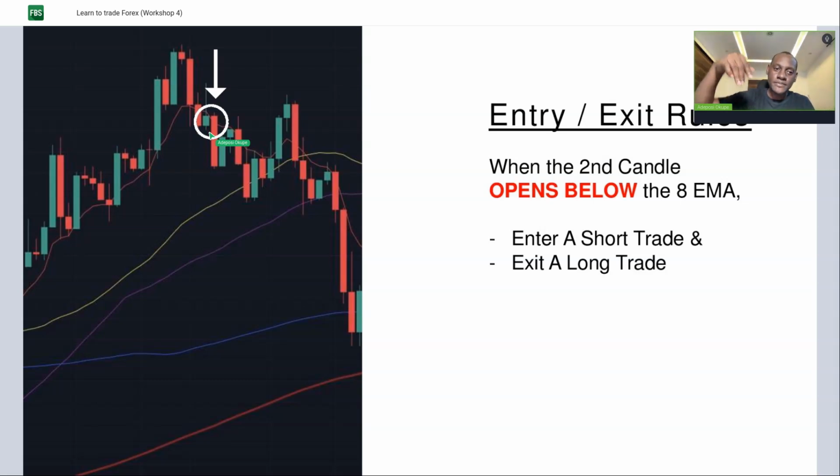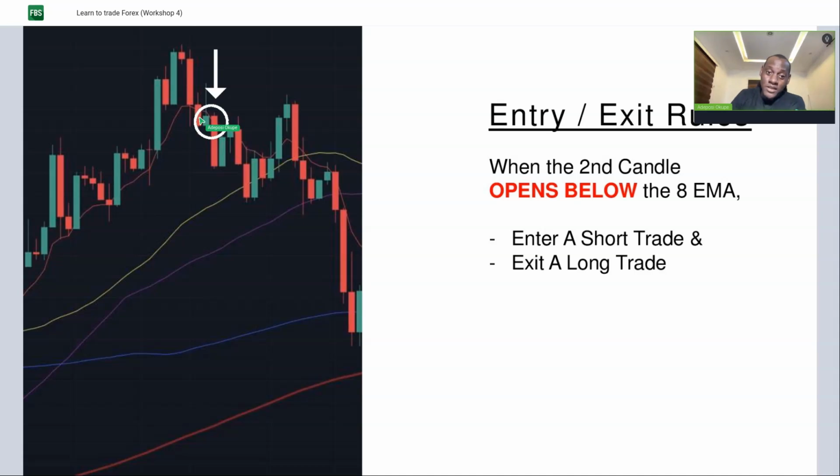We sell. All right. So you can sell here, enter a short trade, or if you were in a buy trade all the way up here, this is where you would exit. Well, I would have exited here with the doji, but let's assume you are still in the trade. You can exit here as well. Isn't that simple? Enter, second candle opens above, exit when the second candle opens below. Enter a sell when the second candle opens below, exit when the second candle opens above.